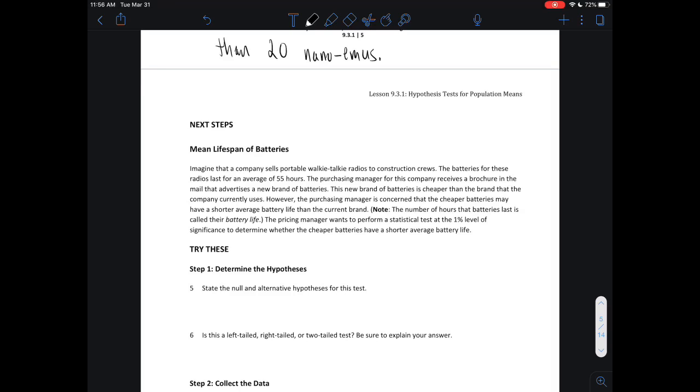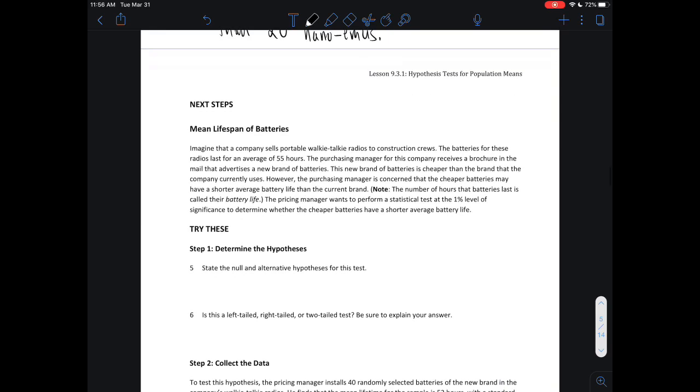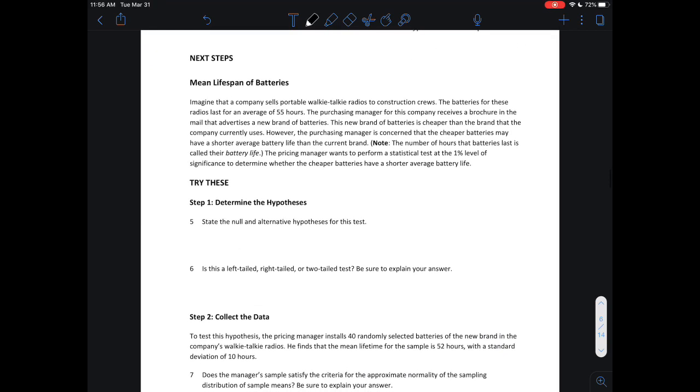However, the purchasing manager is concerned that the cheaper batteries may have a shorter average battery life than the current brand. Note the number of hours that batteries last is called their battery life. The purchasing manager wants to perform a statistical test at the 1% level of significance to determine whether the cheaper batteries have a shorter average battery life. So, first, step 1, state the null and alternative hypotheses for this test.